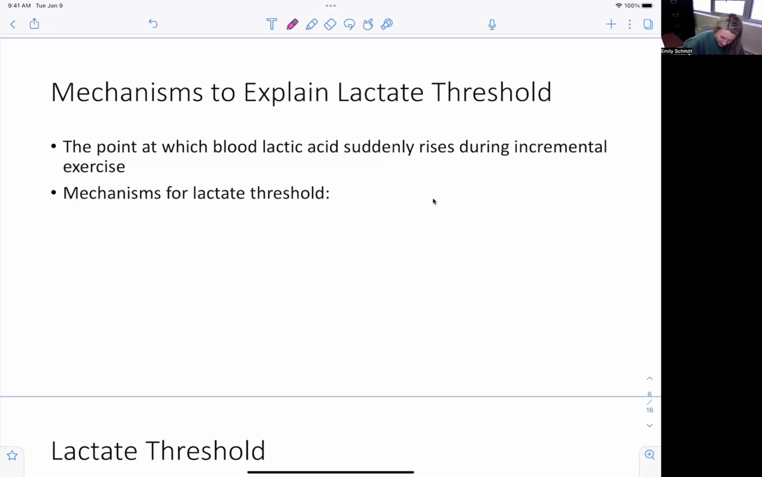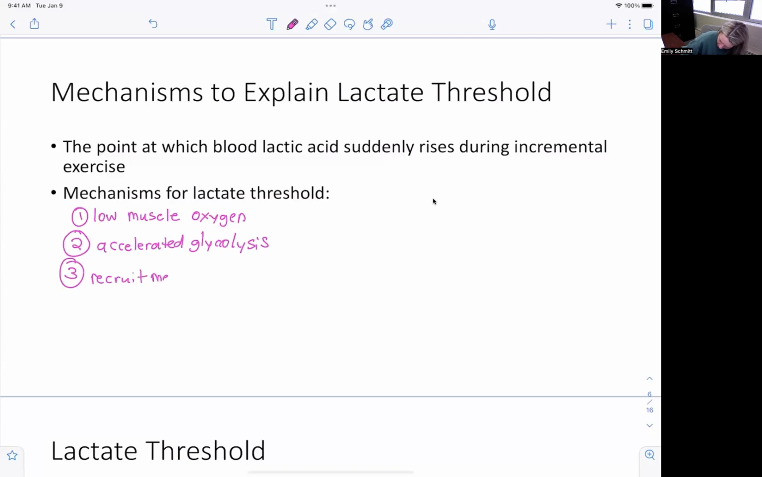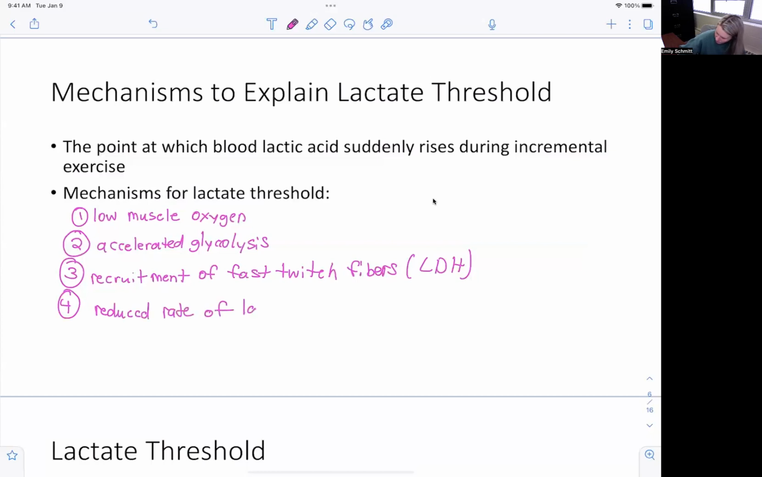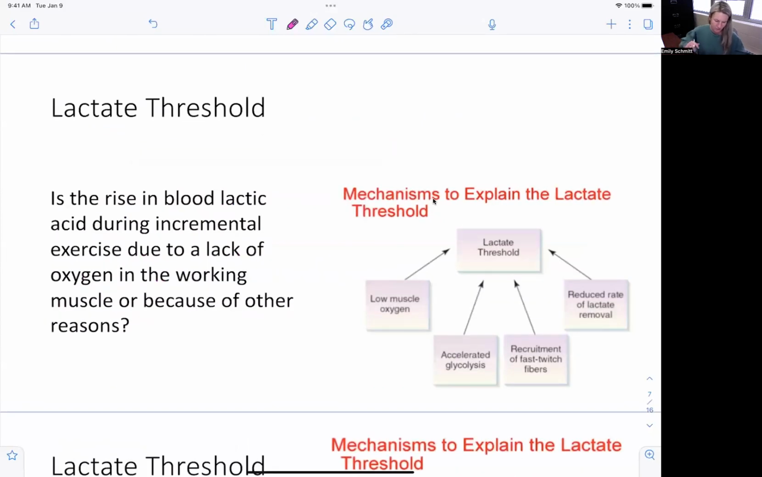So some of these are still being studied, but one of them is low muscle oxygen. The second is accelerated glycolysis. The third is going to be recruitment of fast twitch fibers, which we know lactate dehydrogenase is in more concentrated amount in fast twitch fibers compared to slow. And then the fourth is going to be our reduced rate of lactate removal.